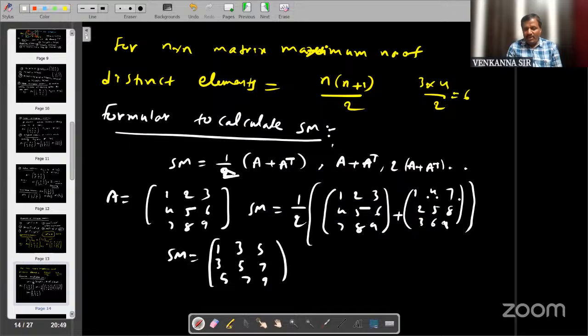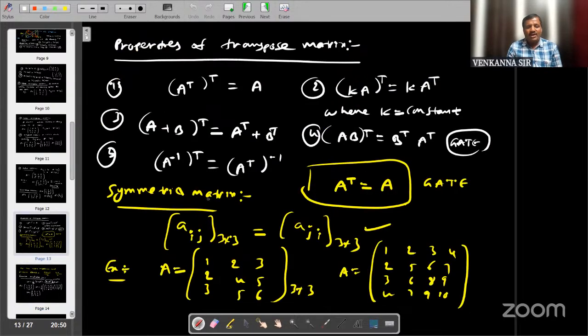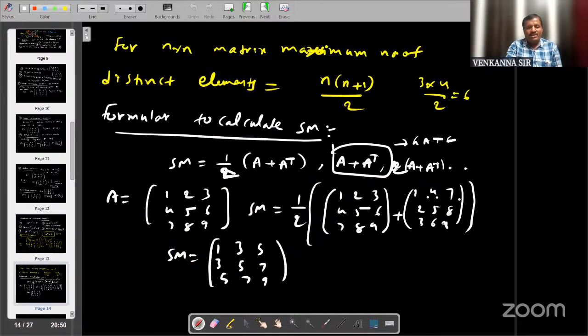This is a previous GATE question: A plus A transpose is what type of matrix? It's a symmetric matrix. Remember all the points about the symmetric matrix: the condition, examples, the maximum number of distinct elements, and the formula to calculate the symmetric matrix. All are very, very important.